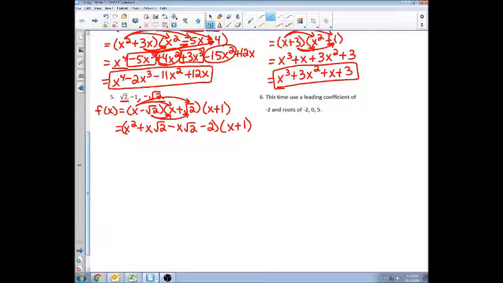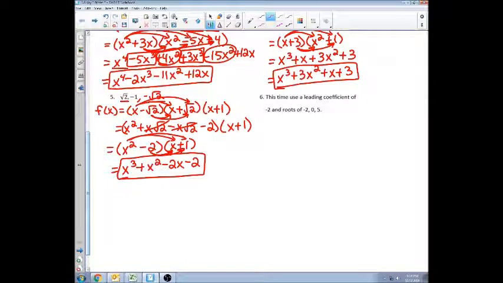Now what I'm going to do from here is combine like terms. So I have x squared. This positive x root 2 and negative x root 2 will cancel. I'm just left with the negative 2 times x plus 1. So I'll take x squared times x, which would be x to the third. x squared times 1 would be positive x squared. Negative 2 times x is negative 2x, and negative 2 times 1 is negative 2. And that would be my answer.